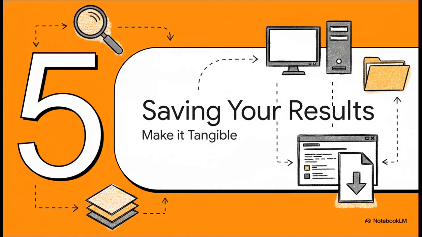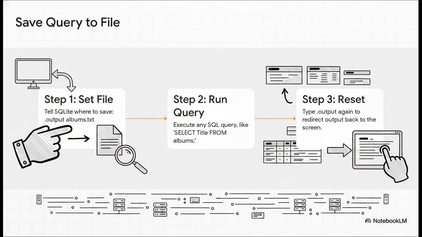So seeing all this data on the screen is great and all, but what if you actually want to do something with it, like save it to a file? Well, one of the most powerful features here is that you can export your results directly. It's a really simple three-part dance. First, you use the .output command to tell SQLite, hey, send everything to this file called albums.txt. Second, you run your query like normal. And third, this is important, you type .output again by itself to send the results back to your screen.